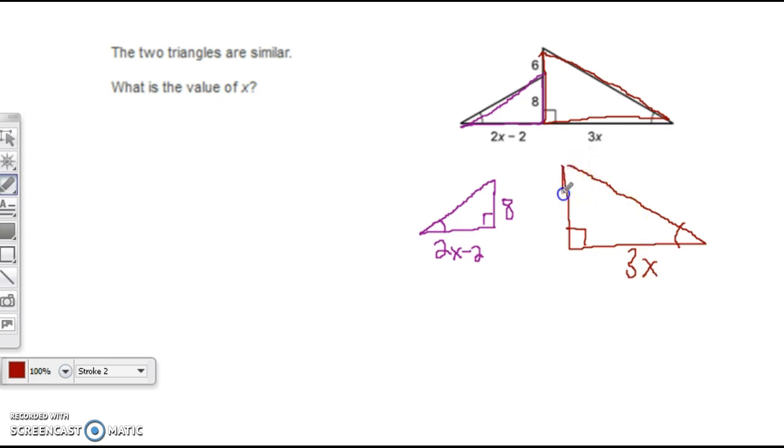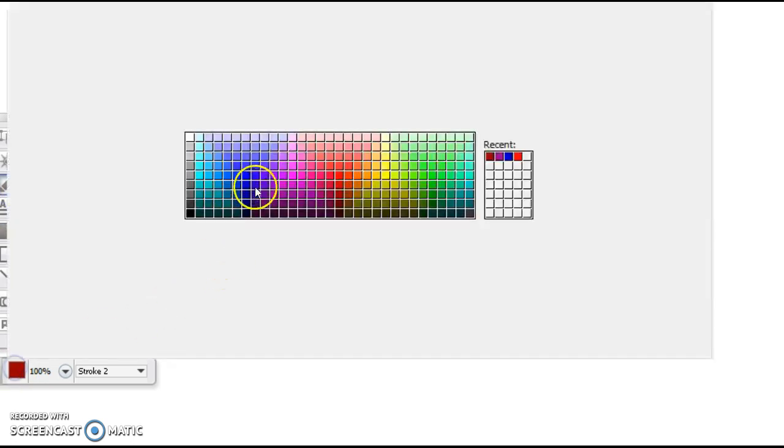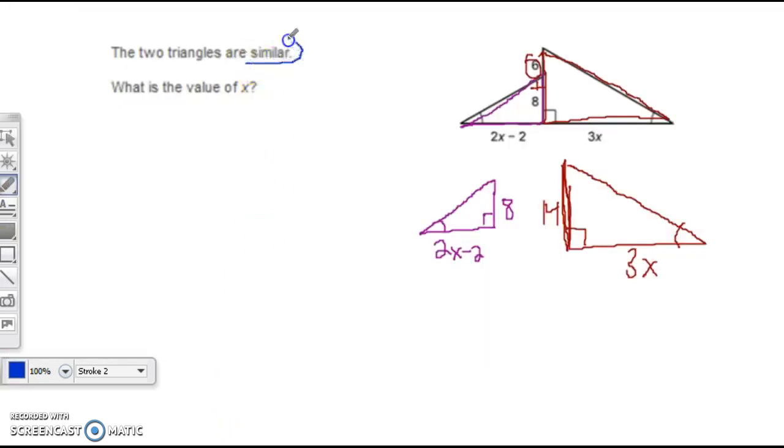Now here's the side that's tricky. This side right here is not just 6 units long. It's 6 plus 8. You got to add both of those pieces together. So this whole side length is 14. That's a spot that a lot of people will make a mistake on, so be really careful about that. But now that we have it, we can go ahead and set up our proportions. And we know we can set up proportions because it says they are similar. And in similar figures, the sides have to be proportional.